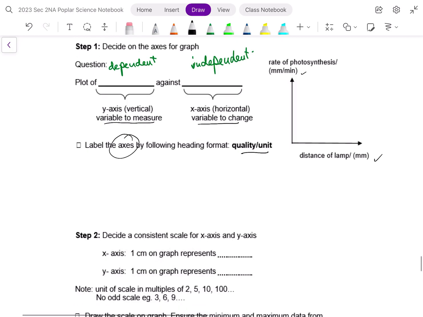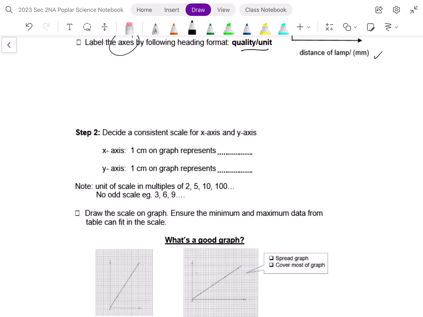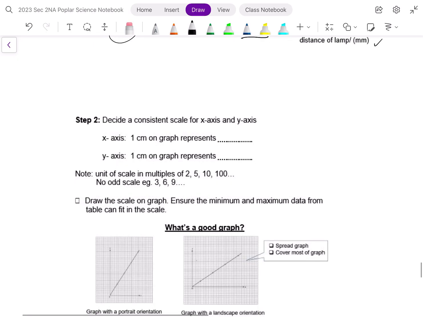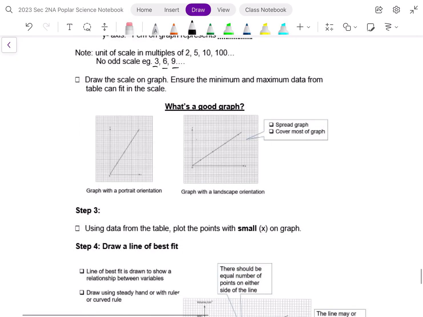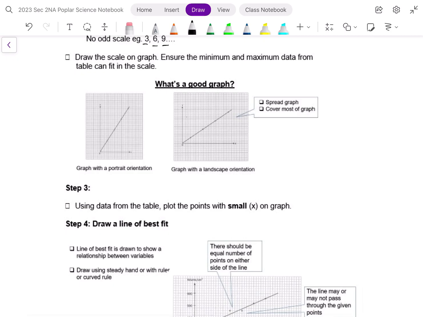Then decide on a scale. Let it be a nice scale like 2, 5, 10, 100. No odd scales like 3, 6, 9. You must have a good spread of points. Ideally, looking at the plots in your x and y dimension, that's how you know it must be more than half of the grid.